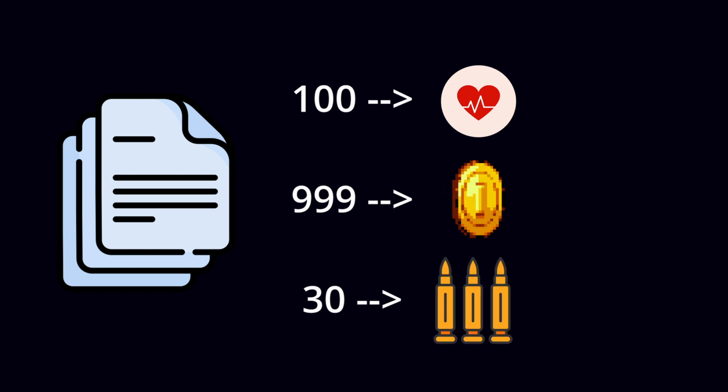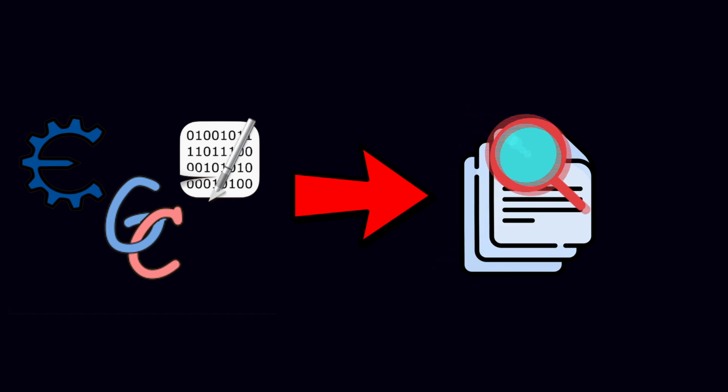The game constantly updates these values. If you take damage, your health variable might go from 100 to, let's say, 80. If you pick up ammo, your bullets might increase from 30 to 60. But here's the trick. Cheat engines let you find these values and change them manually.